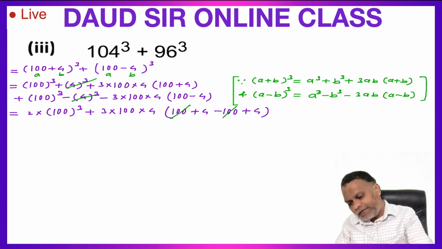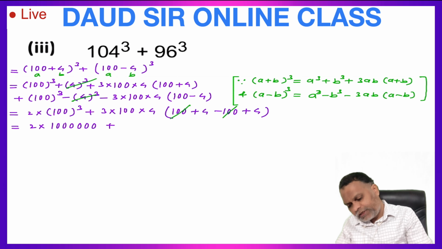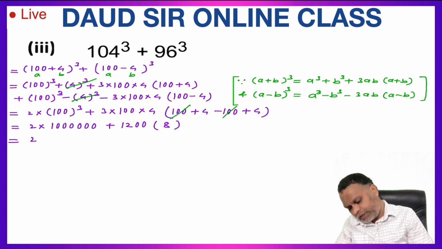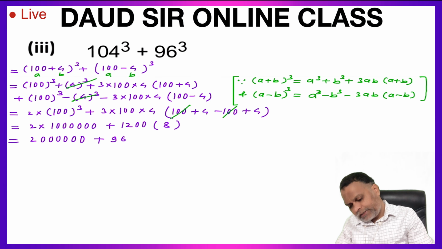negative 100 positive 100 cancelled. This 2 into 100 cube, put 60, 2 3 4 5 and 6, plus 3 4s are 12 into 100, 1200 into 4 plus 4, 8, multiplying by 2. So this 2 and put 6 0, 3, 4, 5, 6, plus 12 8s, 96 and put double zero. Add them.